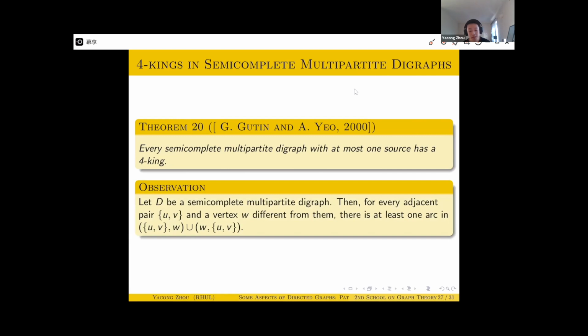And before I do that, I want to show you a very simple observation about semi-complete multipartite digraphs, which is used implicitly in the proof. The observation states that if a pair of vertices U and V is adjacent, in whichever direction, and for another vertex W, we can say that U and V must belong to different parts, say part one and part two. Then W must belong to a different part from one of them. Say W belongs to part two, then there must be an arc between W and U because we are considering a semi-complete multipartite digraph. Every pair of vertices from different parts should be adjacent.